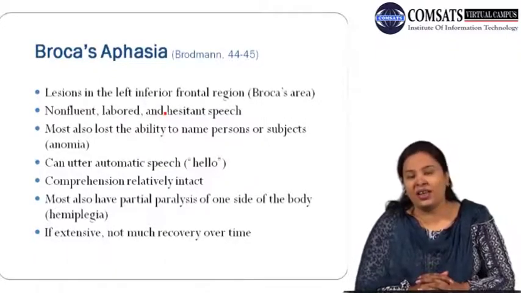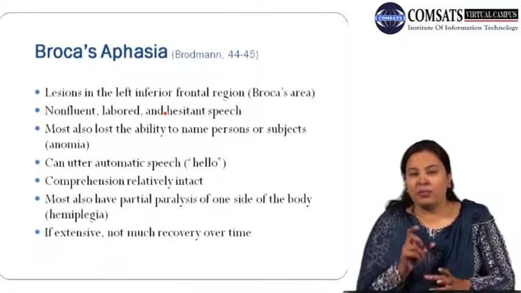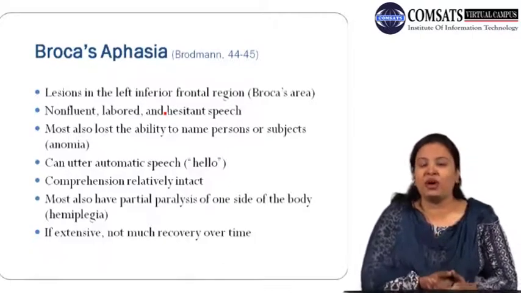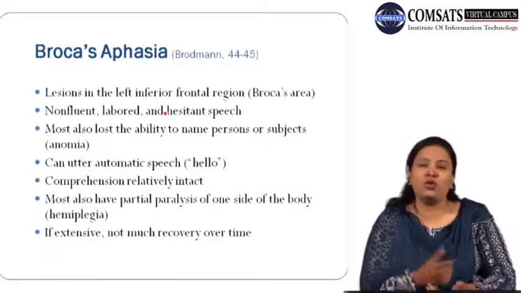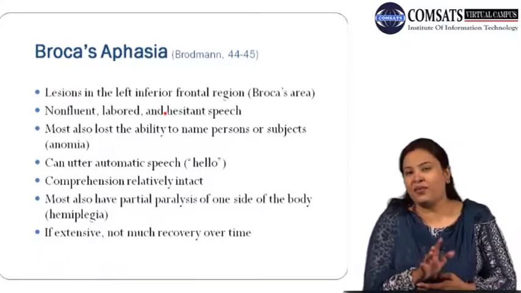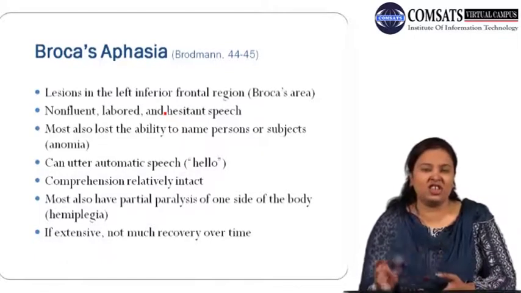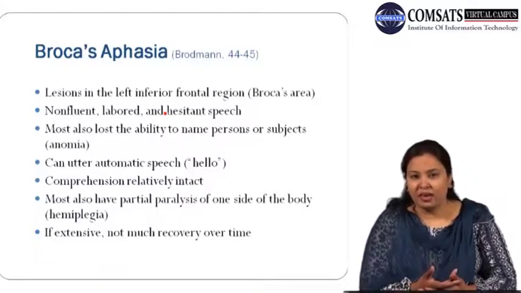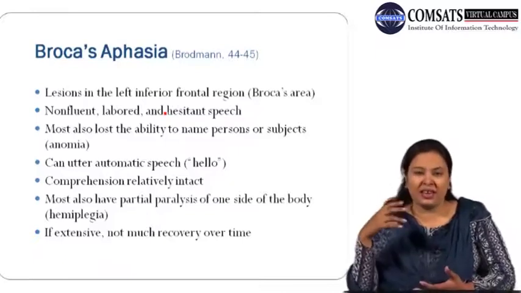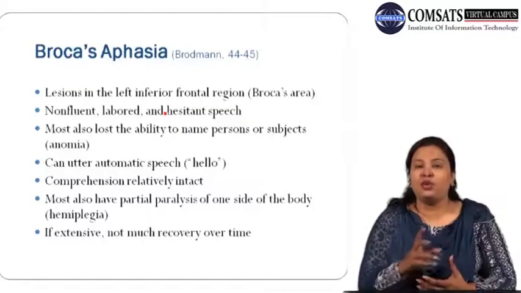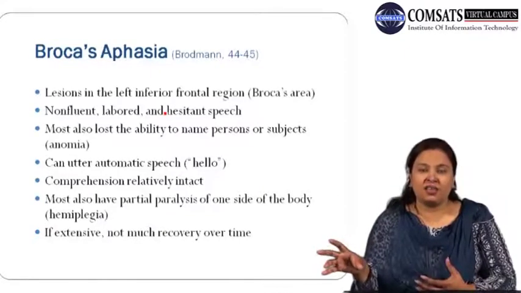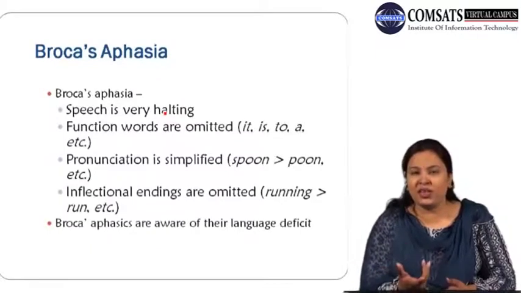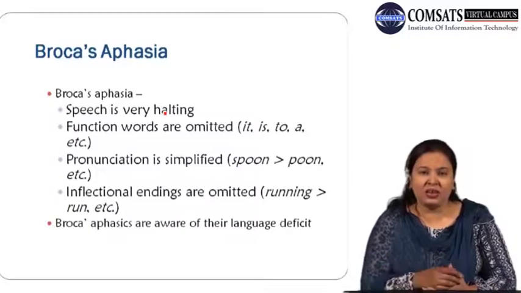Speech is very halting, and function words are totally omitted. The people suffering from Broca's aphasia, also known as non-fluent aphasia, omit function words. They do not use prepositions, conjunctions and articles in their speech. Their grammar is simplified. For example, if they talk about the past, they will not use the past tense of the verb. They will use the simple verb. Similarly, some sounds are omitted from their words.